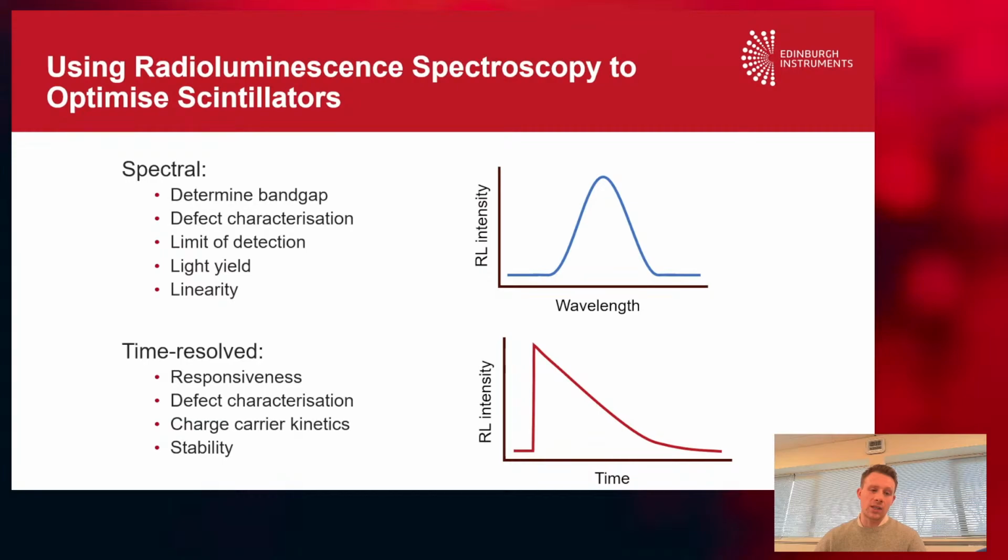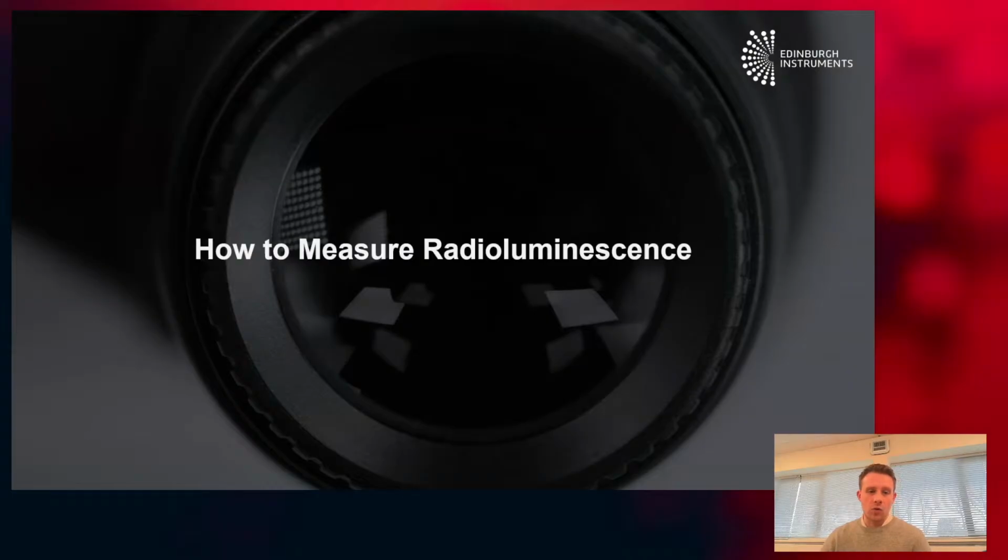It can also give us information about defects and dopants, how fast charge carriers are moving through the material. And we can also determine the stability. So does the radioluminescence intensity remain constant over time, or does it change? And we can do these measurements using the XS1 radioluminescence chamber. And I'll hand over to Maria to give more information about how we measure radioluminescence practically.